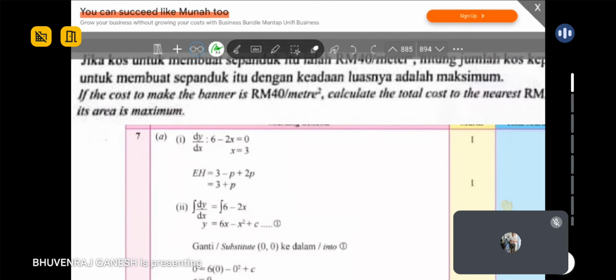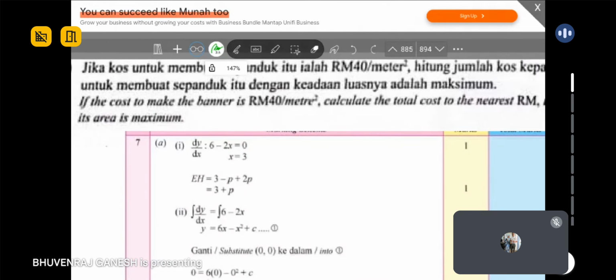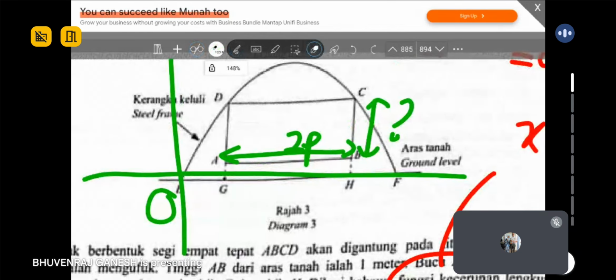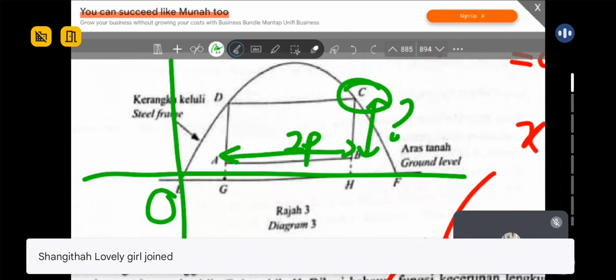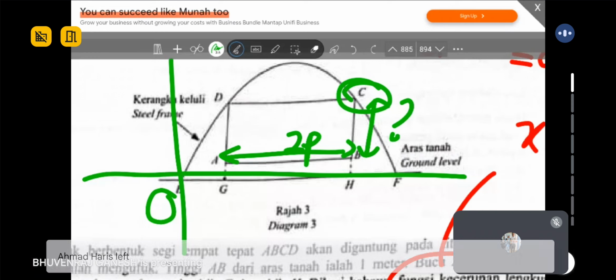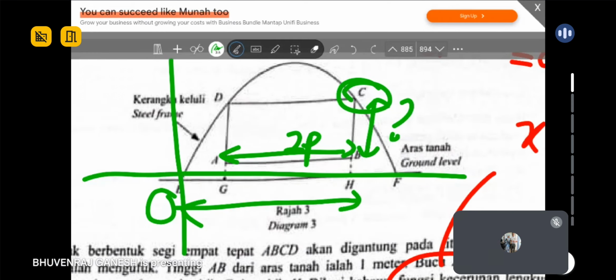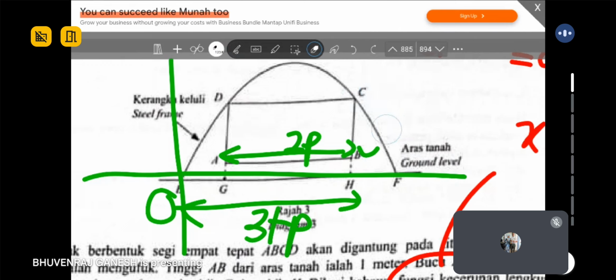Now I want to find the width. How to find the width? What should I substitute? It means I want to find this coordinate. I want to find coordinate C now. So what should I substitute? I must substitute the length EH. I substitute EH equal to 3 plus P, because I am looking for the Y coordinate of C. Do you all understand why I do like this?